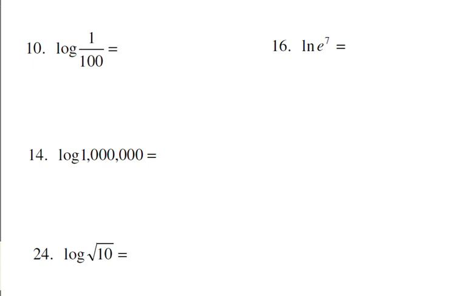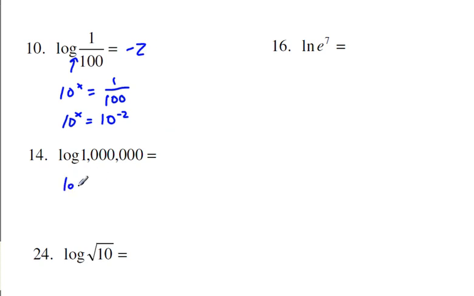All right, now we're going to move on to ones where our base is those ones that we didn't see. Remember, this is a base of 10. So I've got 10 to what power is 1 over 100. We should recognize 100 is 10 squared. Well, I've got 10 to the x equals 10 to the negative 2, or I get negative 2.